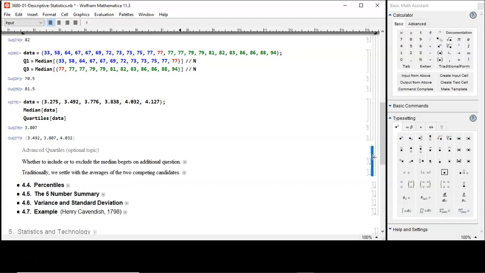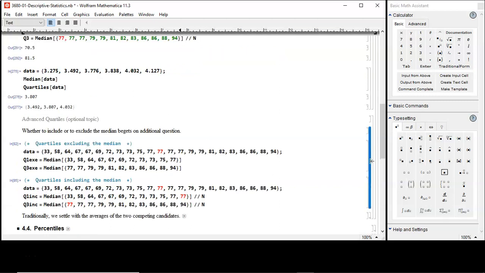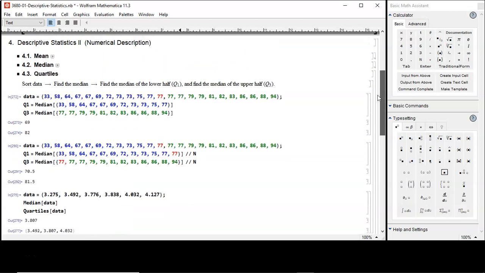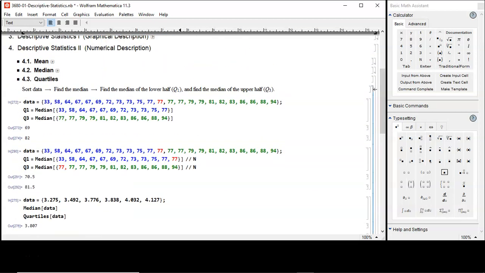I marked it as an optional topic, but I think it's okay. It's a little bit narrow topic that I understand, yeah, but at this level, at 3000 level, I think everybody will be able to understand it. Okay, so much for quartiles.